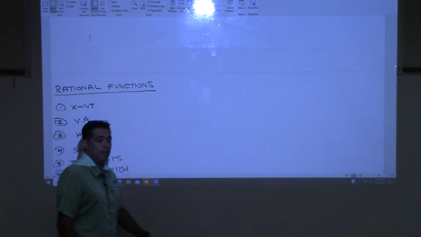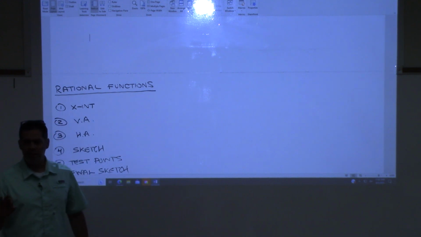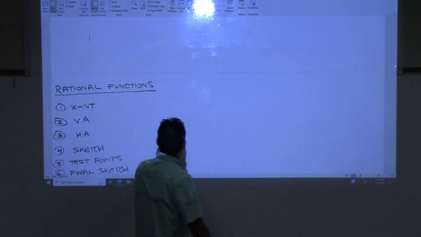Example number 1. We'll probably be able to do 2 or 3 examples today. That's it. These problems take a long time, right? So here's our first example.